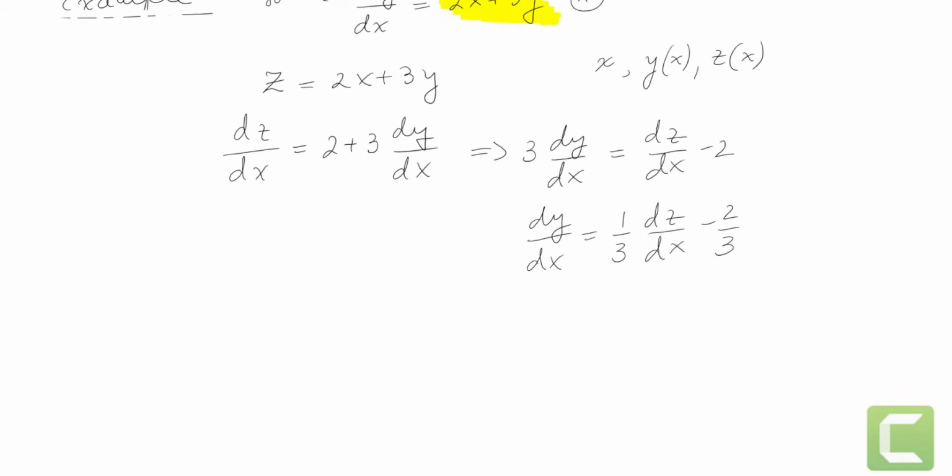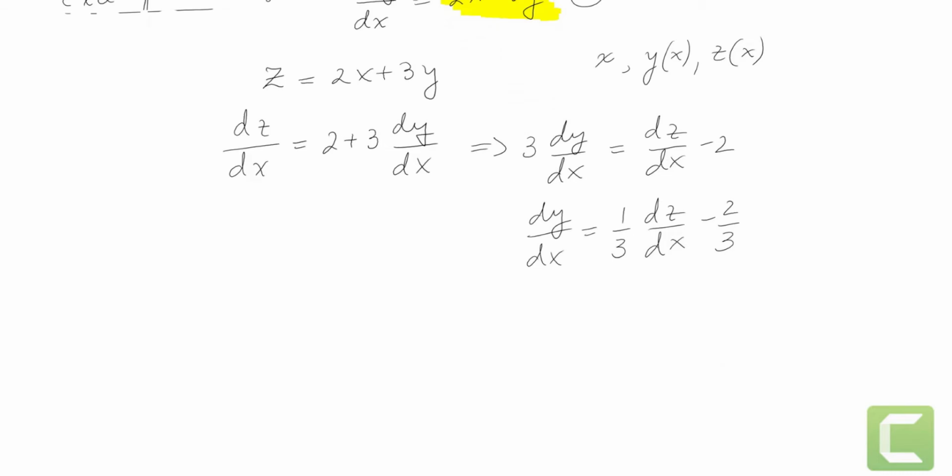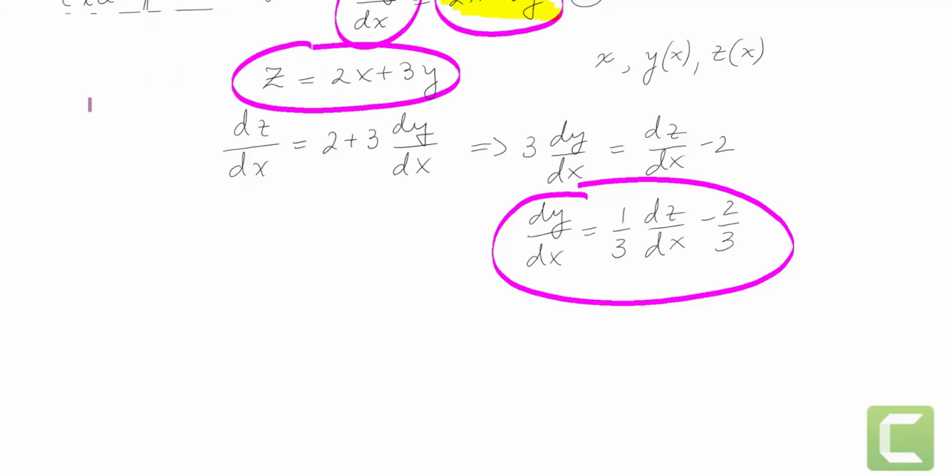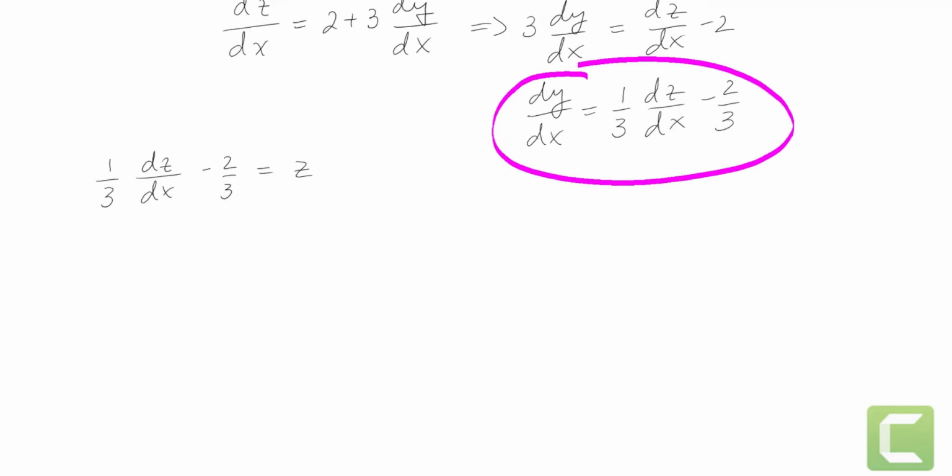Keep in mind, I'm making up these problems, so they might have weird solutions. So now, I'm going to replace this in here, and this one is going to be our original substitution. So 1/3 dz/dx minus 2/3 equals z. If I multiply everything by 3, I get dz/dx equals 3z plus 2. I also moved the 2.